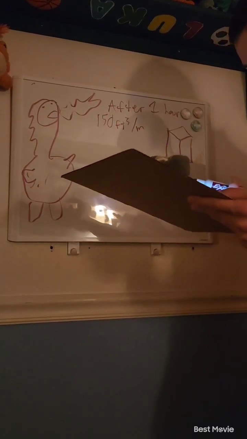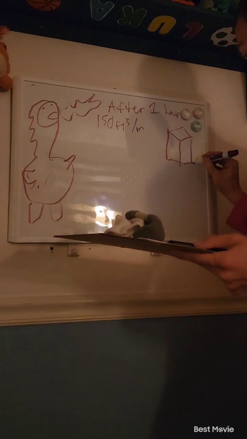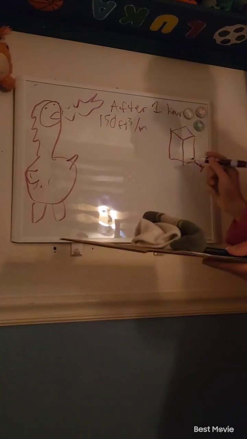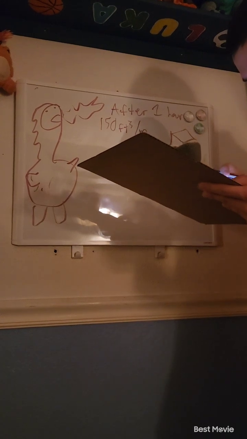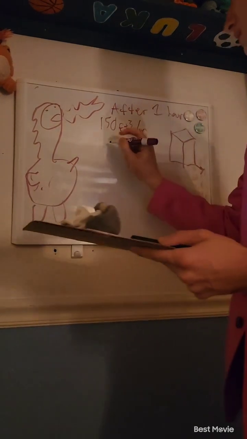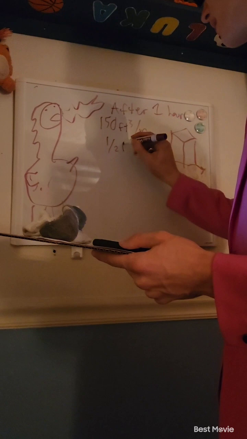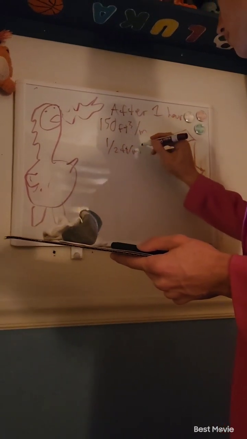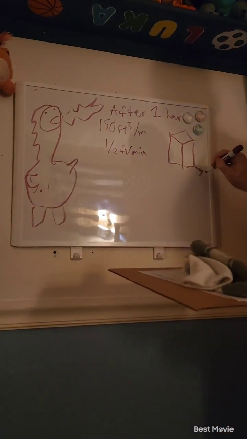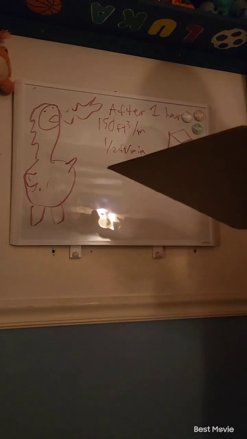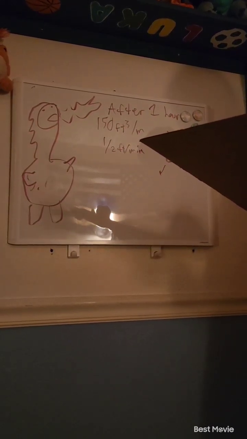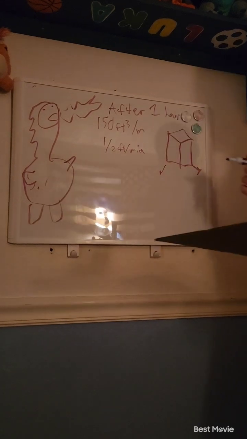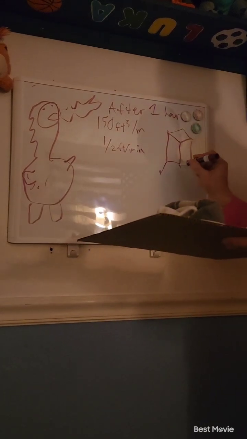Now, the side lengths of the cube are moving outwards. This is where our sketch helps. At a rate of half a foot per minute. So that's how fast these are moving outwards. We need to know what the lengths of this cube are. So now we can find the lengths of the cube right here.